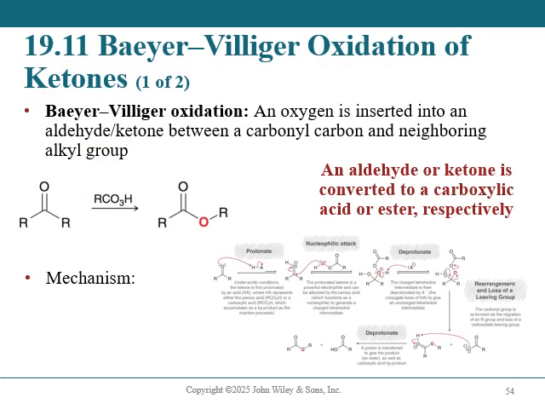The Baeyer-Villiger oxidation: in this case, an oxygen is inserted into an aldehyde or ketone between a carbonyl carbon and a neighboring alkyl group. So this one is very interesting because you're adding an oxygen either here or here, and then the oxygen sort of gets in there. An aldehyde or ketone is converted to a carboxylic acid or an ester. So this is one of the ways in which we are able to form that ester or that carboxylic acid outside of your Fischer esterifications, for example.